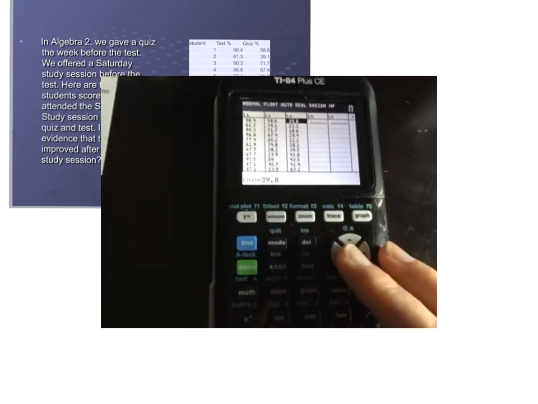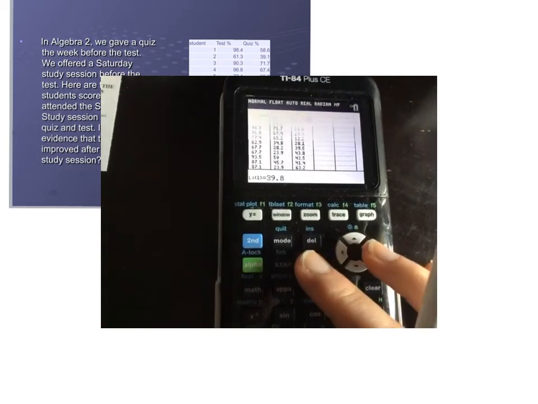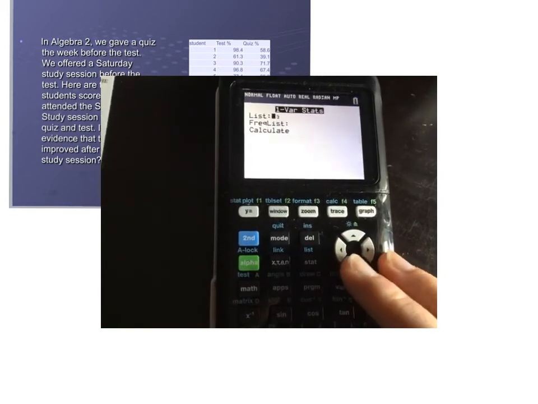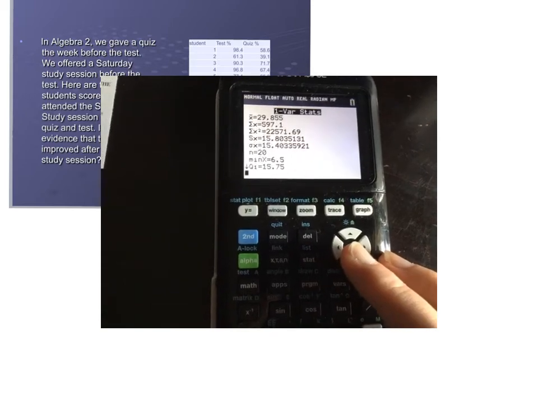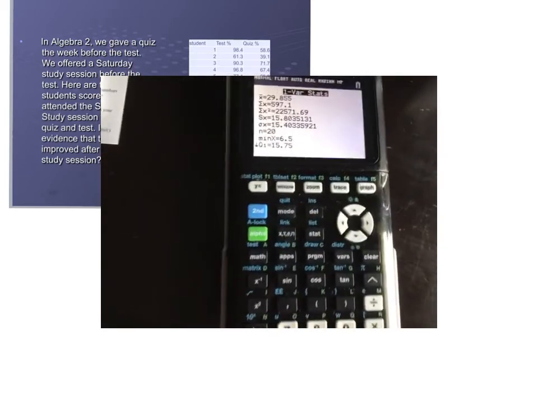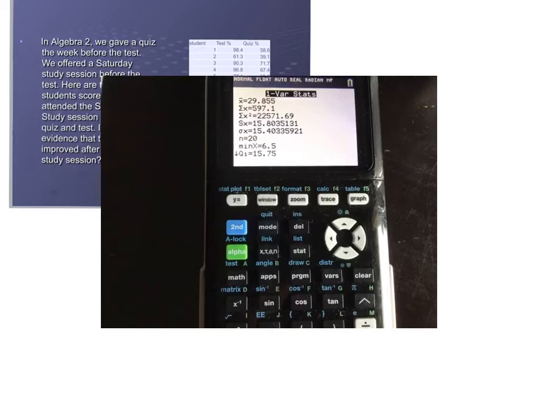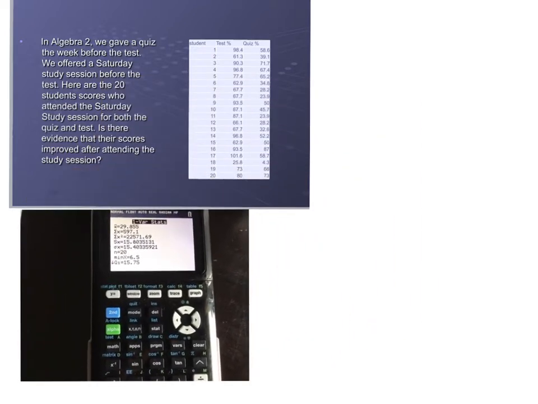So here is our list, and we're going to do everything on this list. So let's do the stat calc one of our stats on list 3, and that way we have this data. Okay, that's off to the side for us. So our null hypothesis is that the mean difference equals 0, and our alternative is that the mean difference is greater than 0, that the scores went up from the quiz. And we'll set an alpha of 0.05.